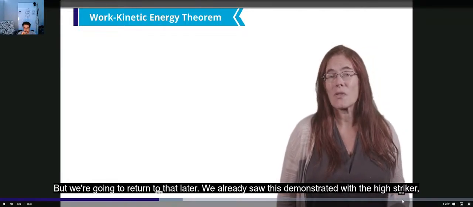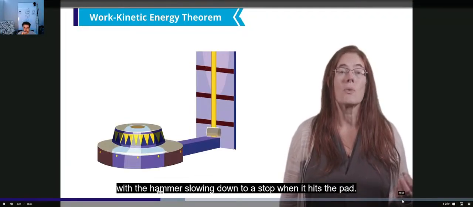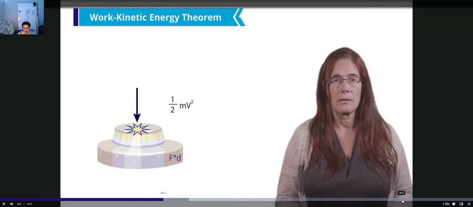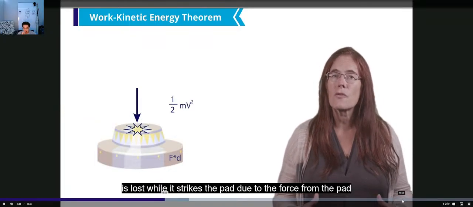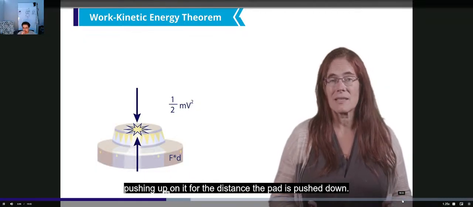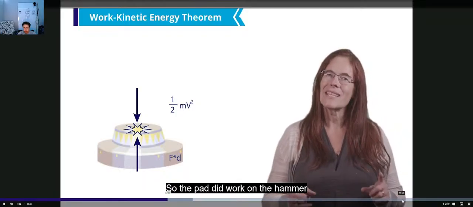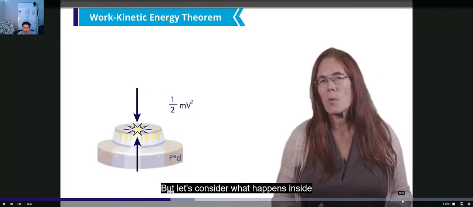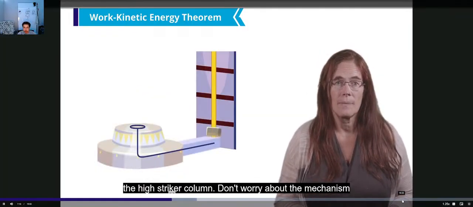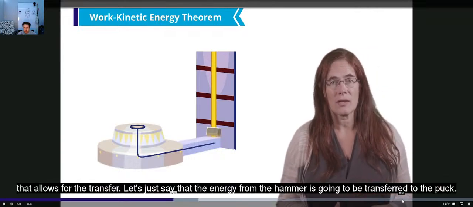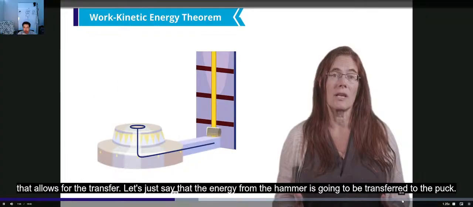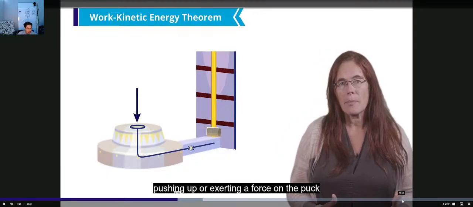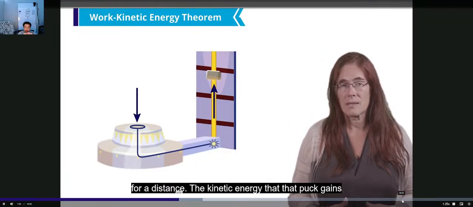We already saw this demonstrated with the high striker, with the hammer slowing down to a stop when it hits the pad. The kinetic energy the hammer had, equal to 1/2 mv squared, is lost while it strikes the pad due to the force from the pad pushing up on it for the distance the pad is pushed down. So the pad did work on the hammer, causing it to lose kinetic energy. But let's consider what happens inside the high striker column. Don't worry about the mechanism that allows for the transfer. Let's just say that the energy from the hammer is going to be transferred to the puck. This is done by a mechanism inside the column pushing up or exerting a force on the puck for a distance.